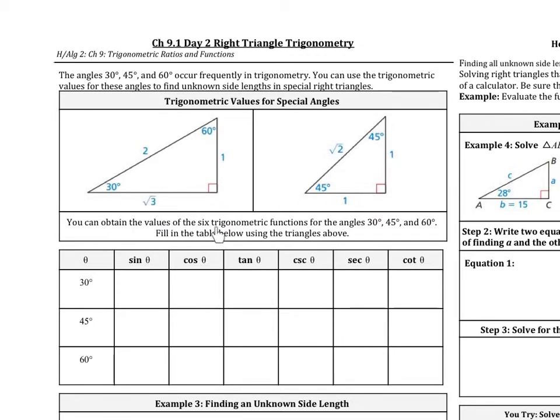So we're going to obtain the values of the 6 trig functions for the angles 30, 45, and 60, and we're going to fill in the table below using the triangles above to help us. So let's do 30 degrees first.